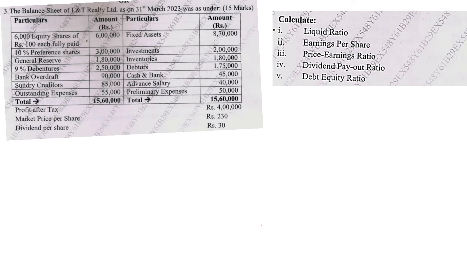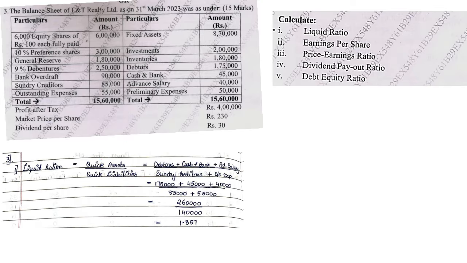Okay, next, the balance sheet of L&T Realty Limited as on 31st March 23 was as under. So they are giving you the liabilities, they are giving you the assets, they are giving you profit after tax, market price and dividend per share. They are asking us to find liquidity ratio, earning per share, price earning ratio, dividend payout ratio and debt equity ratio. So the very first is liquidity ratio.